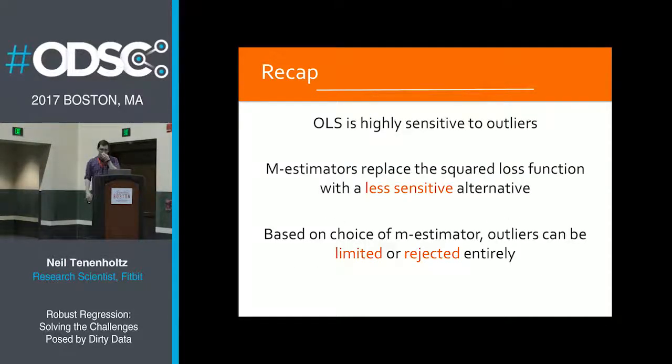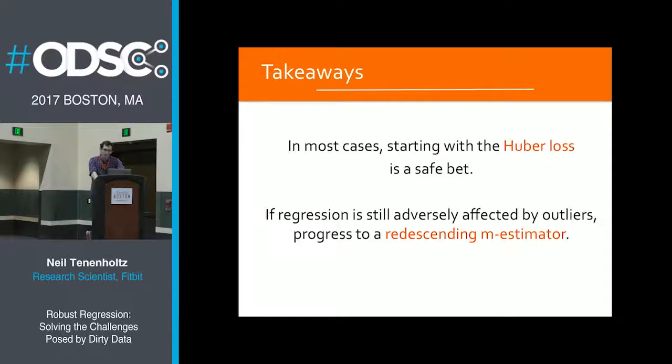So just to recap this bit, when you're using ordinary least squares, you need to be really careful because it is highly sensitive. And M estimators give you an alternative that is less sensitive, and it helps you out a bit. Based on your choice, you can either limit the influence of these residuals, as in a Huber loss, or actually reject them entirely with the Geman-McClure or the Tukey loss. In general, you probably want to start with a Huber loss. It's the safest. You're not really going to screw things up. If it still doesn't work, maybe move on to use the other one.